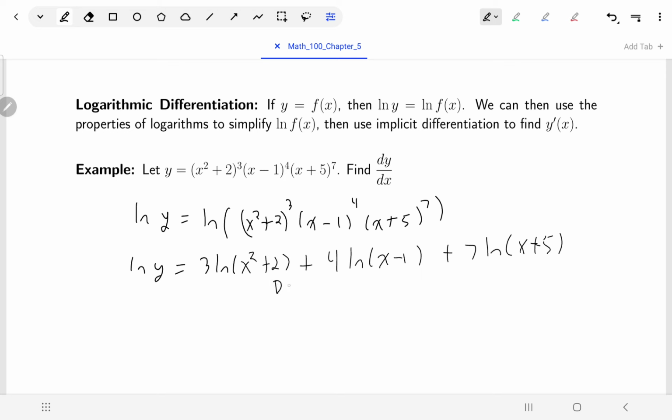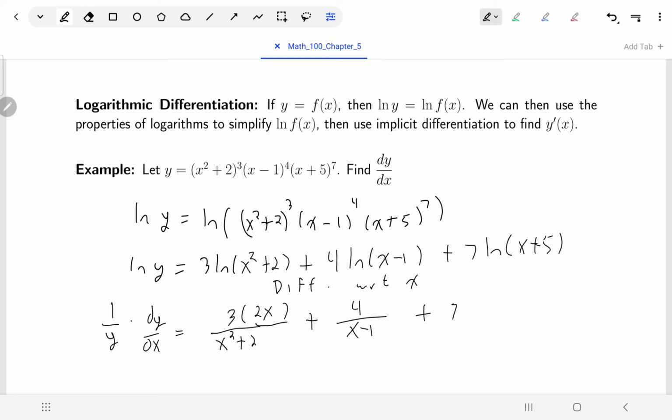And now if I wanted to differentiate both sides with respect to x, on the left side, natural log of y, its derivative would be 1 over y times the derivative of y, dy/dx. And on the right side, I would just have 3 little logs to differentiate. I would have 3 times 1 over (x squared plus 2) times the derivative of x squared plus 2, which is 2x, plus 4 times 1 over (x minus 1) times the derivative of x minus 1, which is just 1, plus 7 times 1 over (x plus 5) times the derivative of x plus 5, which is just 1.